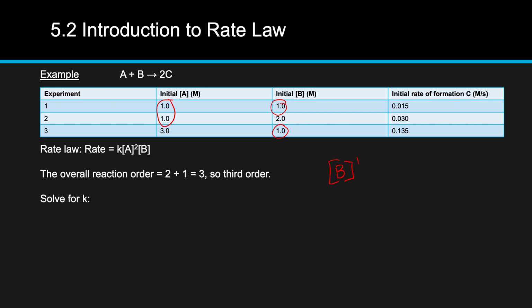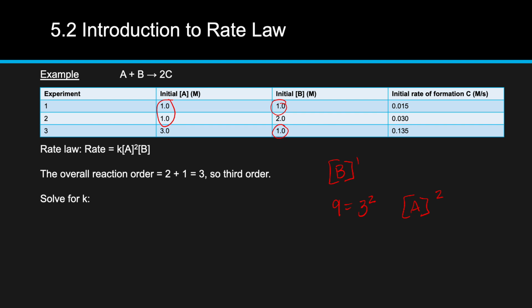Then when B is held constant, A is tripled, and the rate is increased by a factor of 9. Since 9 is equal to 3 to the power of 2, that means with respect to the concentration of A, it's going to be increased by the 2nd power, which means it's going to be 2nd order with respect to A.